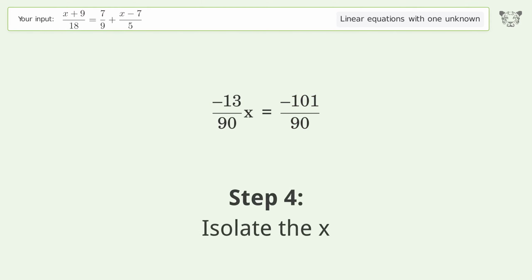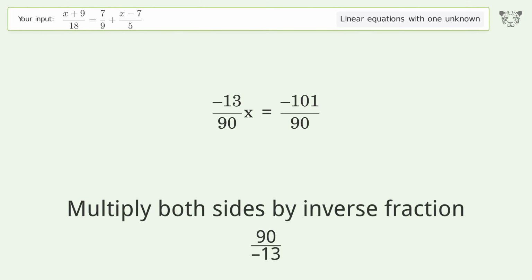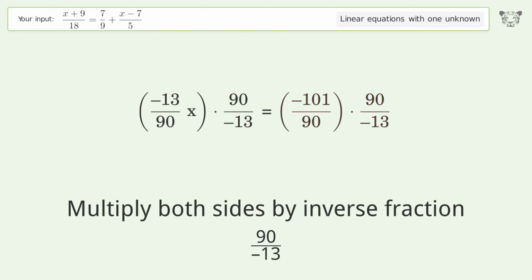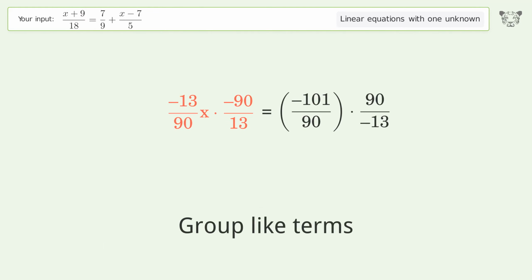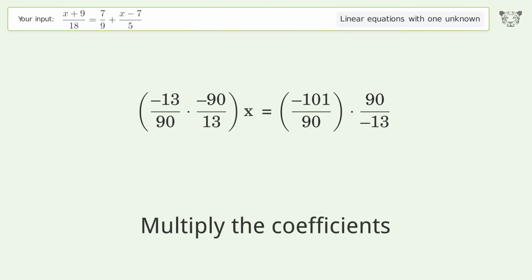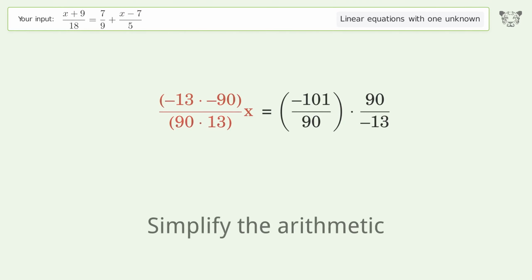Isolate the x. Multiply both sides by inverse fraction 90/13. Move the negative sign from the denominator to the numerator. Group like terms. Multiply the coefficients. Simplify the arithmetic.